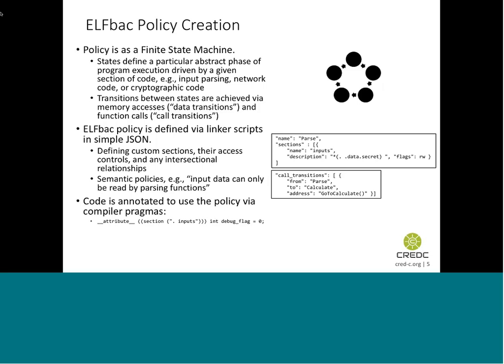The way that we combine a policy that is a linker script with the code that we have written is by using annotations for compiler pragmas. Very simply, it's just one line for functions or variables that you're interested in, deciding what section this item goes in. Here we have a debug flag variable, and we are putting it in the input section. And that's really all that a policy consists of.